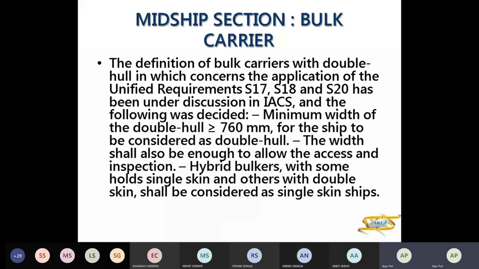Now, for your definition of bulk carriers, they had unified requirements S17, S18, and S20. So that decided your minimum width of double hull will be greater than or equal to 760 mm, and then only it will be considered double hull. And the width should be enough to allow access and inspection. But if you have a hybrid bulker with some holds being single hull and others being double hull, then the hybrid bulker will be considered a single hull ship, because it should have double hull in all holds to be considered double hull.